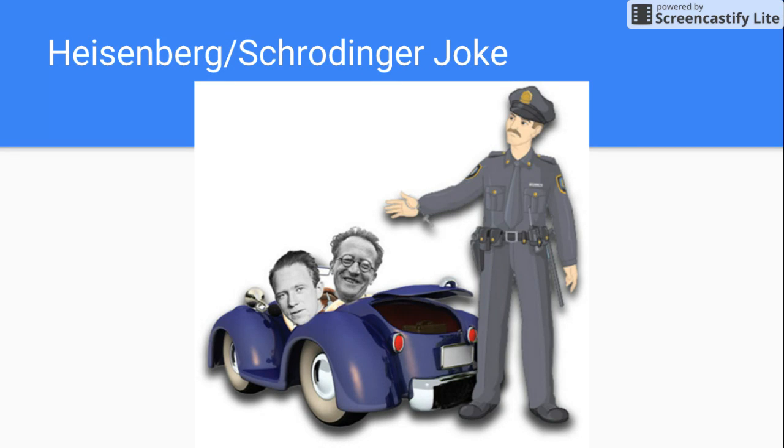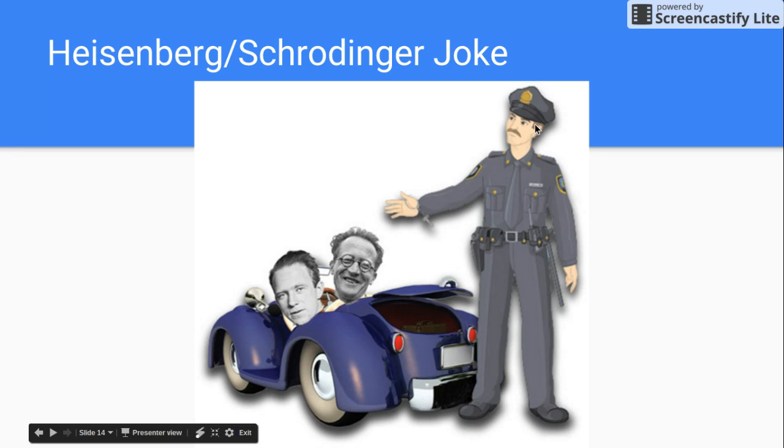But anyway, we're going to end with a joke here. A Heisenberg and Schrödinger joke. Imagine that they were riding in a car down the street and a police officer sees them and pulls them over. And the police officer asks Heisenberg, hey, do you know how fast you were going? And Heisenberg says, no, but I could tell you exactly where I was. Ha ha ha.